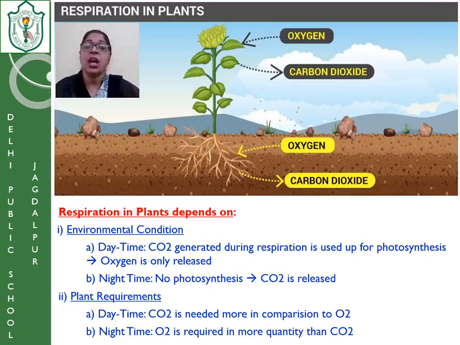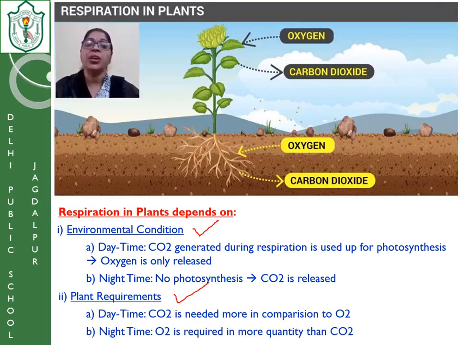But at the same time, they do photosynthesis during the day. Okay. So in that case, which gas do they need for photosynthesis? They need carbon dioxide to go in and oxygen to come out. So which gas will be released in the maximum amount depends on two factors. One is the environmental condition and the second one is the plant requirement. These are the two factors.